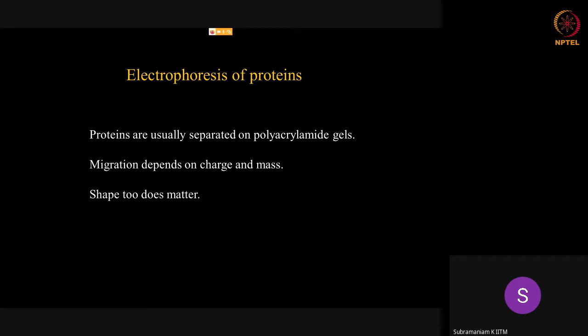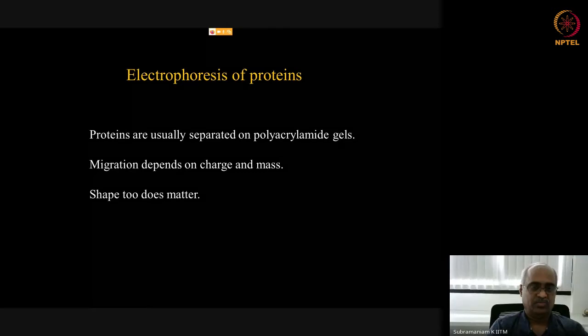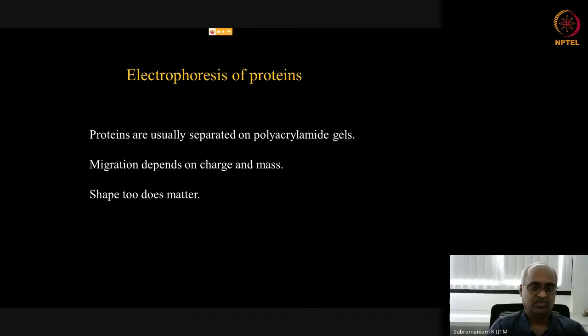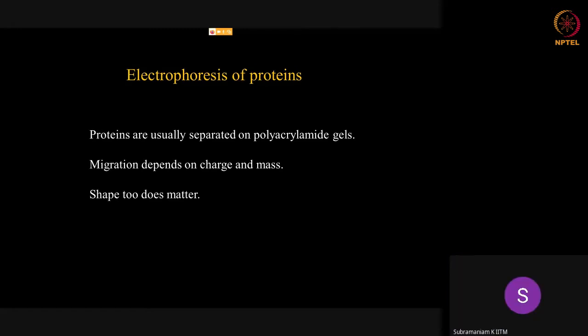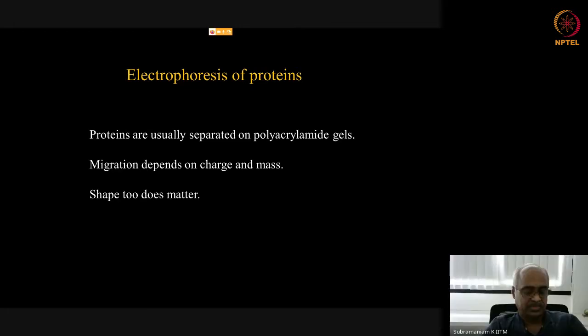So in biological applications, what we actually do is we use a solid matrix. For separating DNA or RNA, we use agarose-based solid matrix. And for proteins, it is primarily polyacrylamide gels. So the choice of the matrix depends on the kind of molecules we are separating and the size of the molecules. For larger molecules, polyacrylamide gel is not very suitable because the pore size here will be very small.